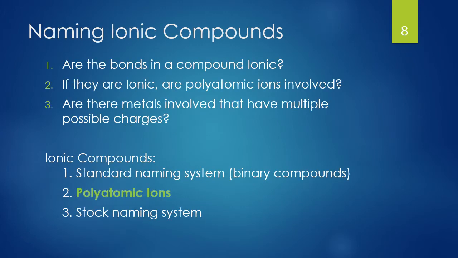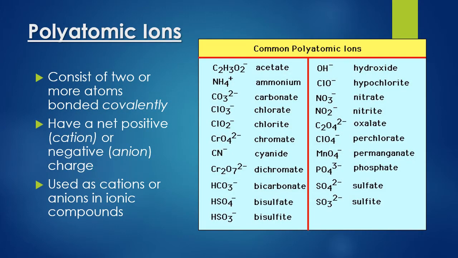So now let's look at naming ionic compounds if a polyatomic ion is involved. In order to do that, we need to know what a polyatomic ion is. Polyatomic ions are ions, meaning charged compounds, that consist of 2 or more atoms. The atoms in the polyatomic ions are bonded covalently, but the polyatomic ion itself has an overall charge, whether it be a positive or a negative charge.